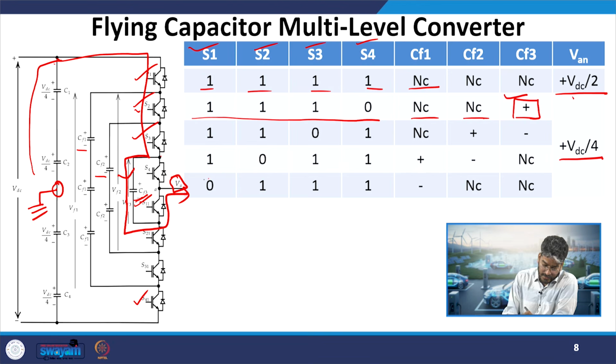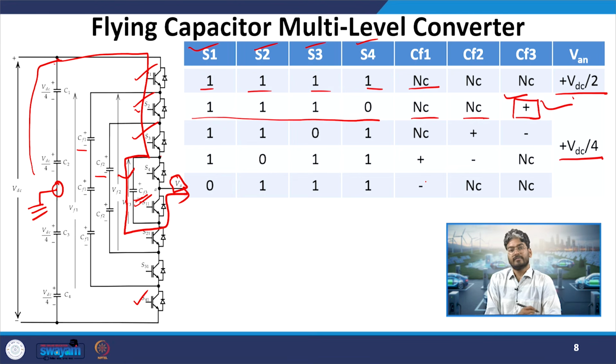Okay. And the capacitor is getting charged if the current is positive. So, that is what is marked over here. Everything over here, plus and minus, is written with respect to the positive direction of current. If the direction of current is negative, the opposite thing will happen.